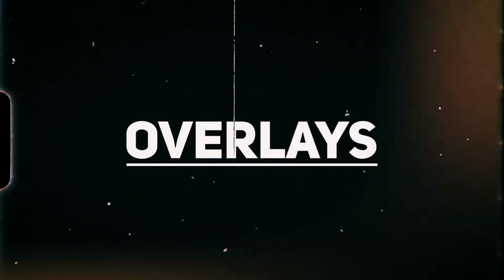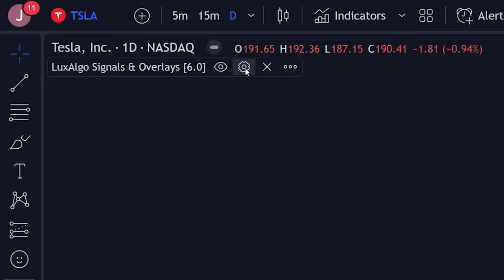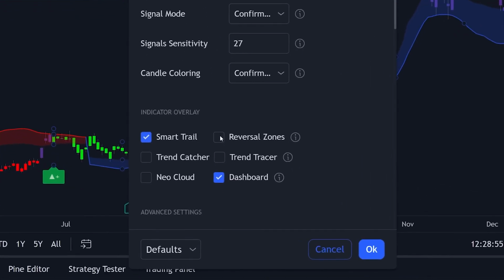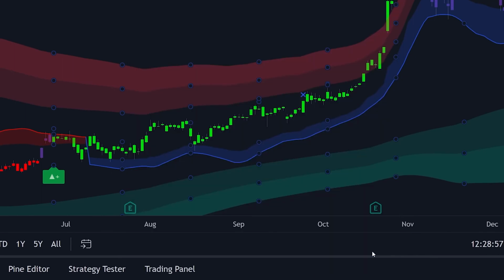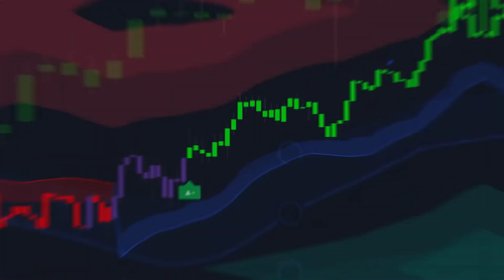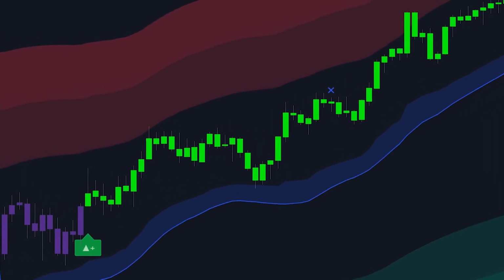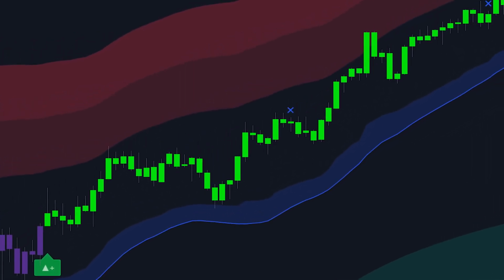Now let's get into some of the indicator overlays. So here we have gone into the settings of the indicator and just enabled the smart trail and the reversal zones overlays on the chart. And now by using these overlays alongside the signals and candle coloring, you can find a lot more confluence. So what does this actually mean though? And how could you actually make a trading strategy with the signals and the overlays in this indicator?